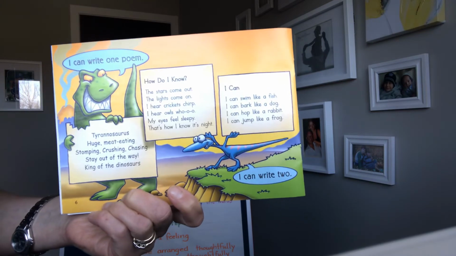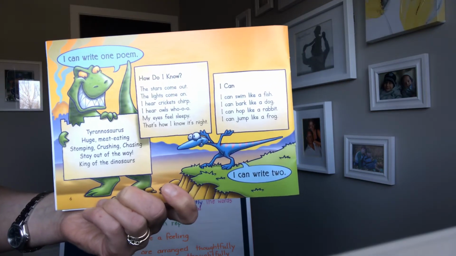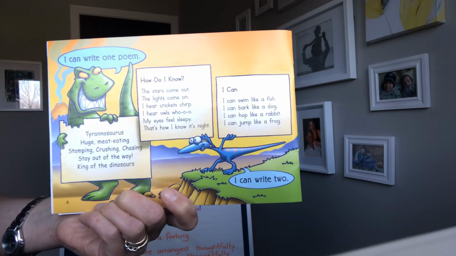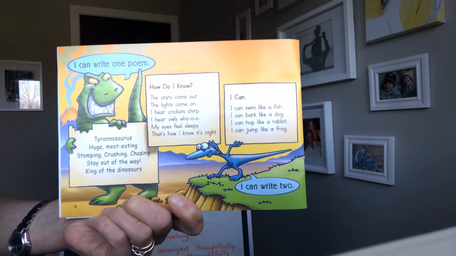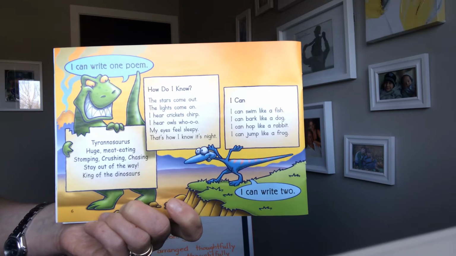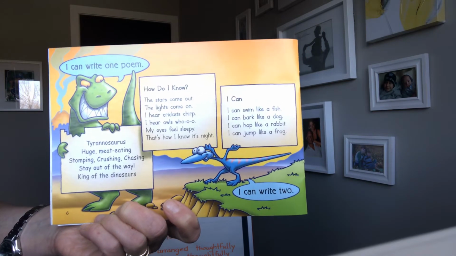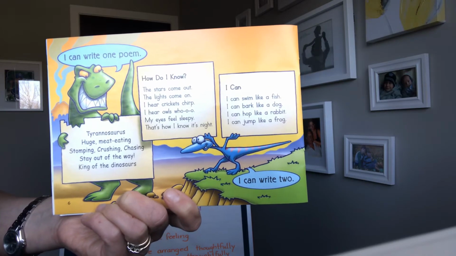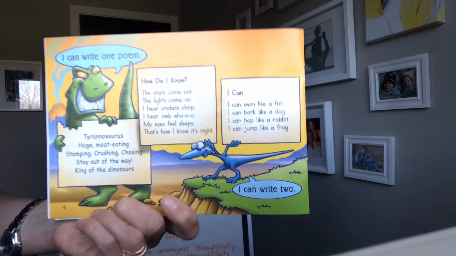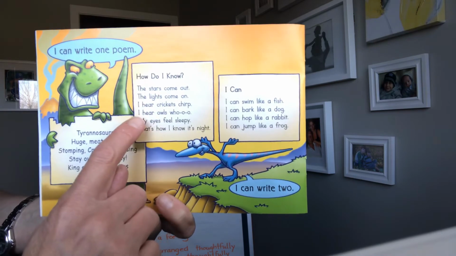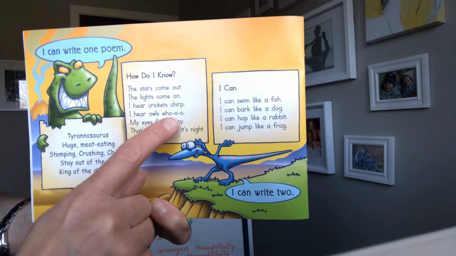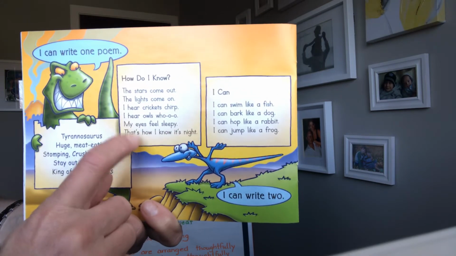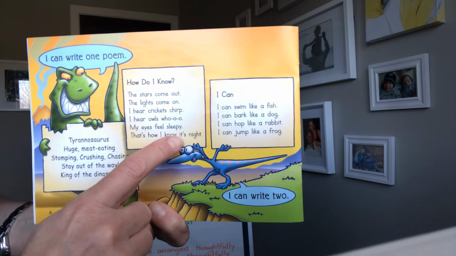This one's called How Do I Know? The stars come out, the lights come on, the crickets chirp. What do you think they're talking about in How Do I Know? I'm going to go back and reread. It's almost like a mystery. How do I know? The stars come out, the lights come on. I hear crickets chirp. I hear owls hoo hoo hoo. My eyes feel sleepy. That's how I know it's night.